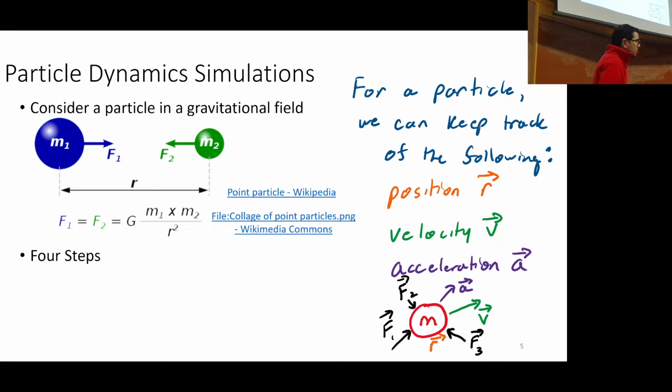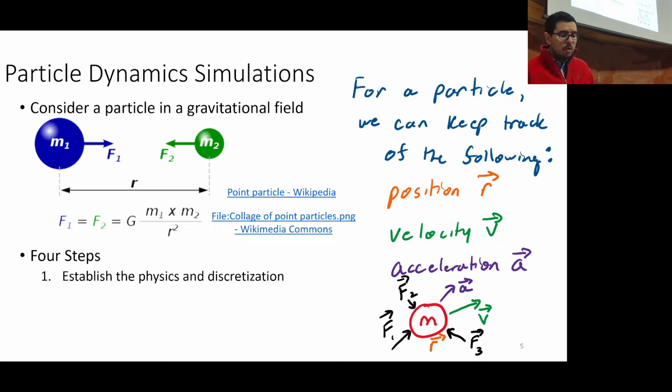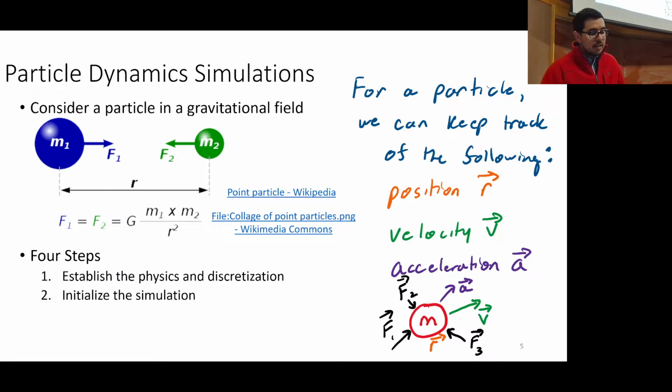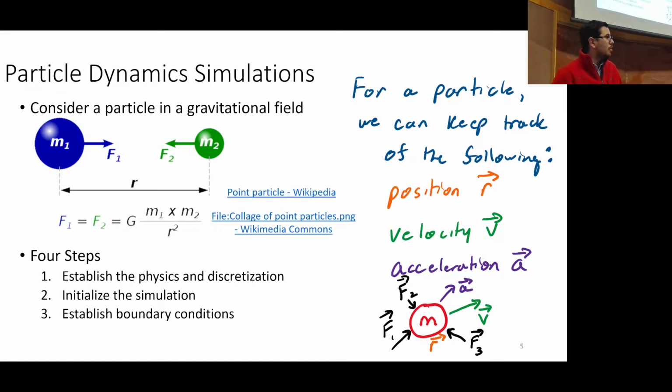we'll use over and over again are: 1, to establish the physics and discretize the problem appropriately. We need to start the simulation. We need to have appropriate initial conditions, and we want to make sure that we're within the boundaries of our problem, or if we cross a boundary, if we get next to a boundary, that the appropriate effect happens.